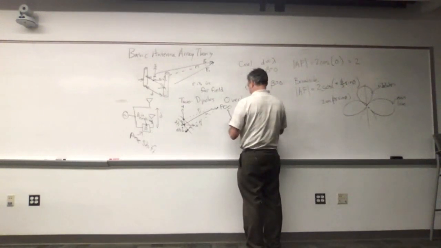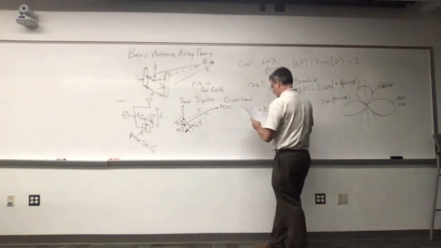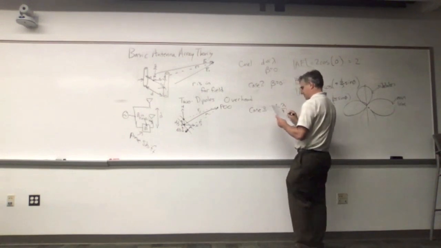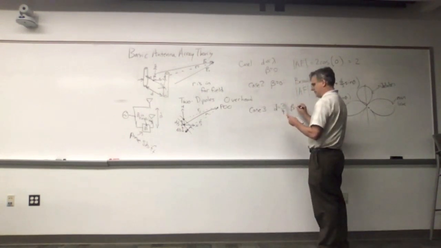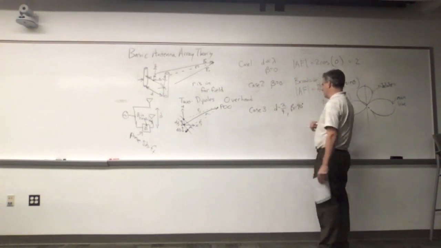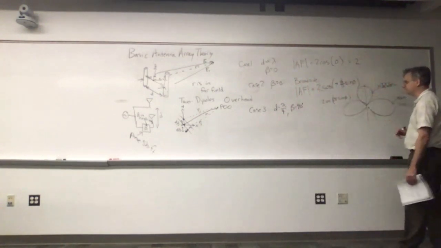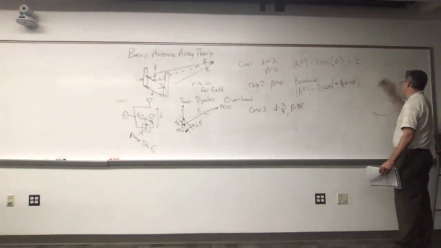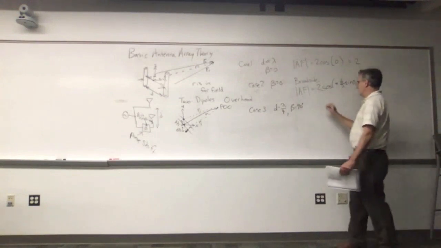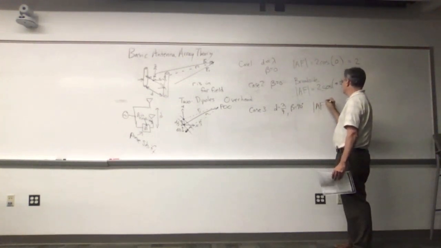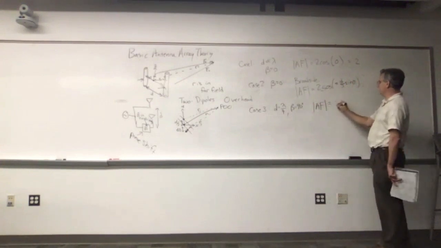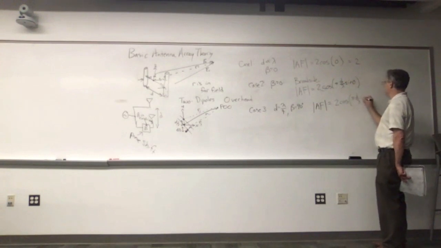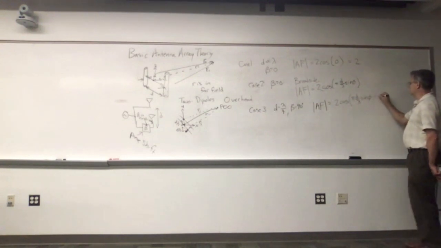Case 3 is the one where we're going to make D equal to a quarter wavelength and beta equal to 90 degrees, so pi over 2 radians. What happens in that case? Well, my array factor, if I include the beta, is going to look like this: 2 times cosine of (pi D over lambda sine phi, plus beta over 2).